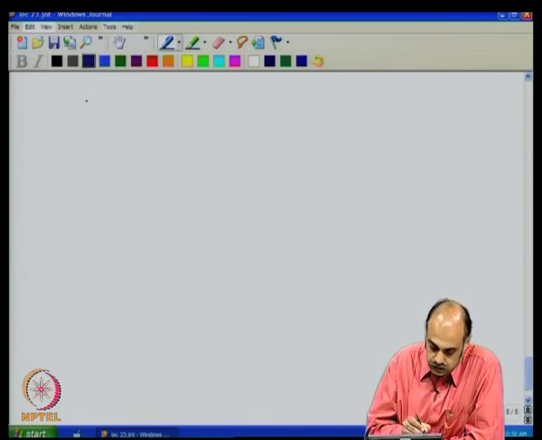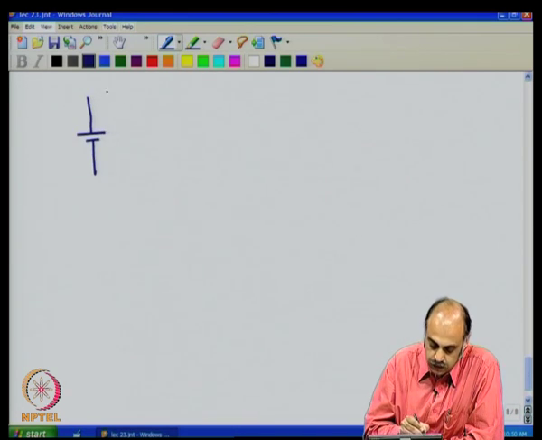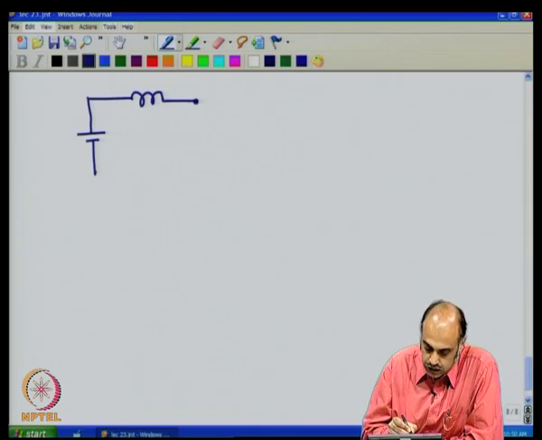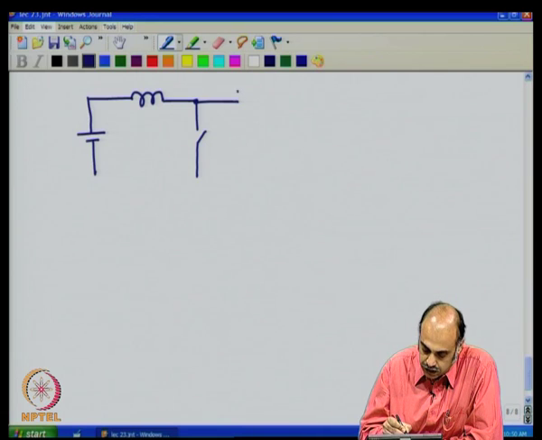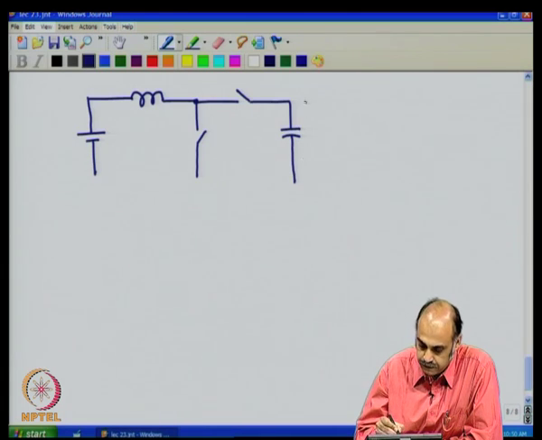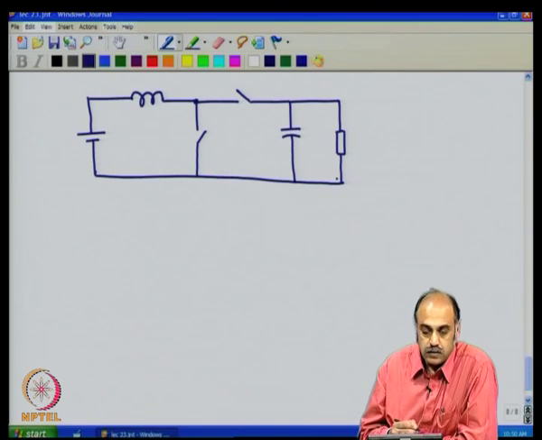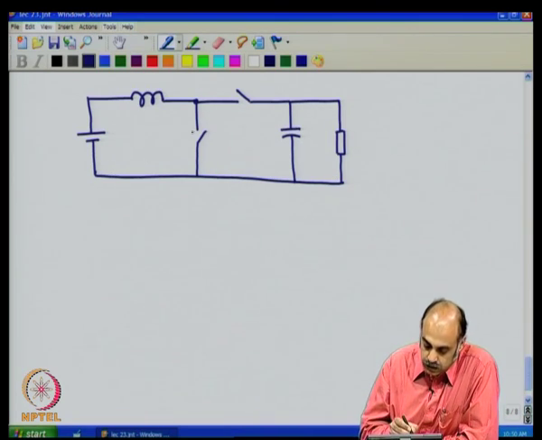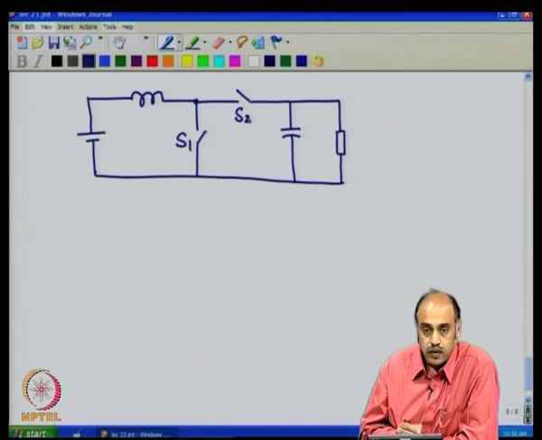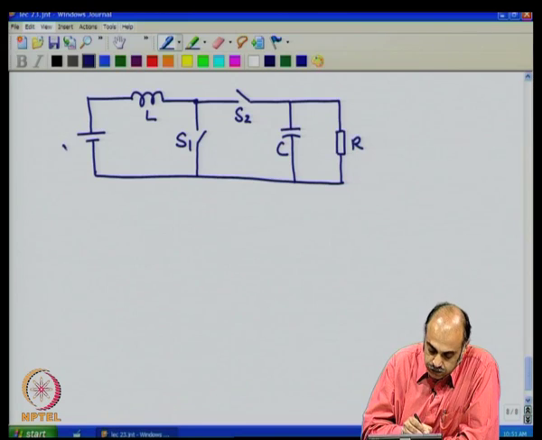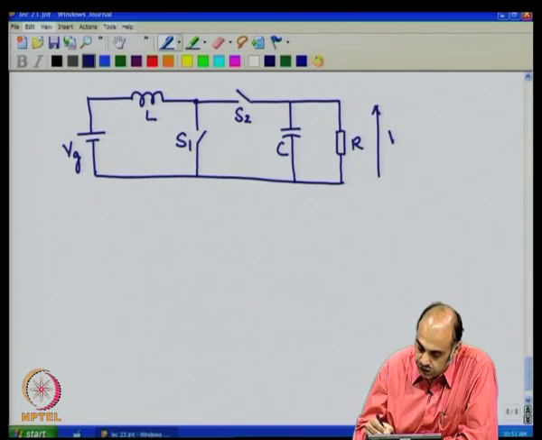The circuit is simple, you know that you have VG, you have the inductor, and at this node point you have one switch, you have another switch here, you have C, and you have the resistor here. So, we call this switch 1, this is switch 2, R, C, L, VG and V naught.